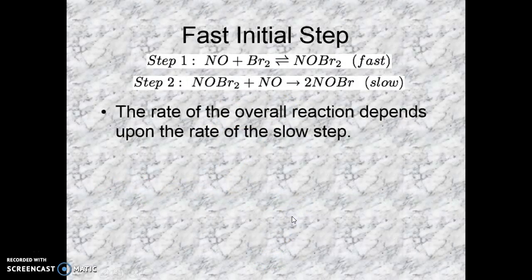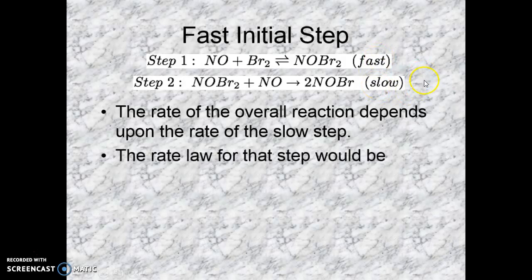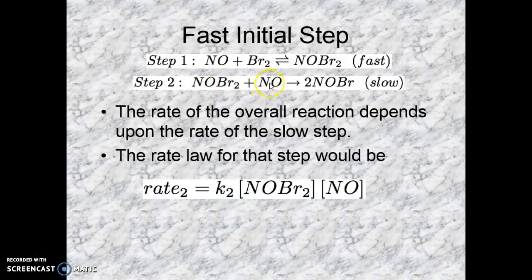Okay, so since the overall rate depends upon the slow step, we know that the rate law for this step is going to be [NOBr2] times [NO], and then the rate constant for step 2 is k2. Okay, so that explains the rate law for this. But how do we measure this guy? It's an intermediate. You don't have starting concentrations. You don't have anything to measure its presence. So we have to do it a little bit differently.